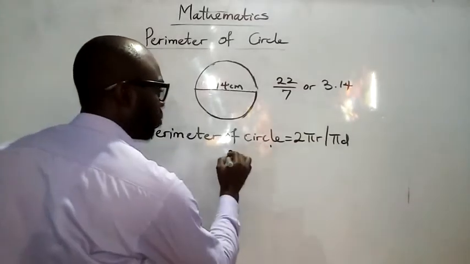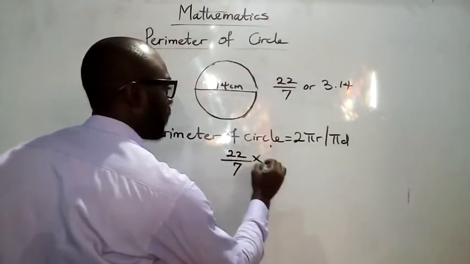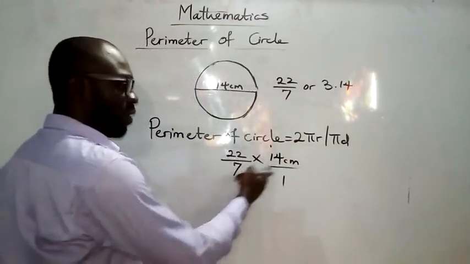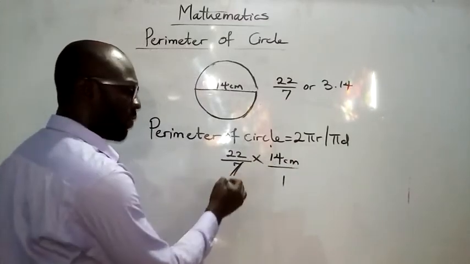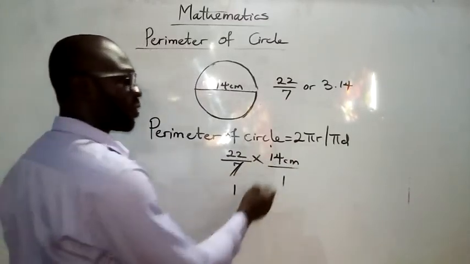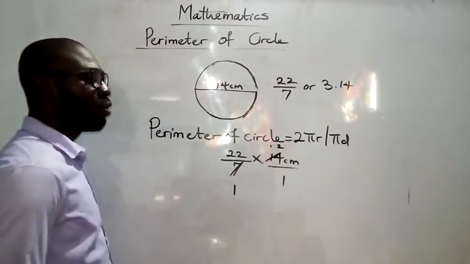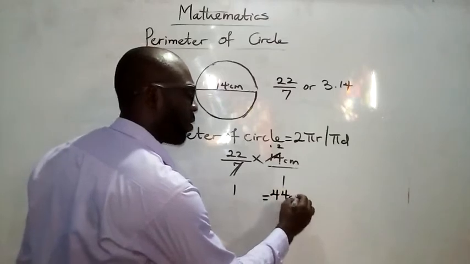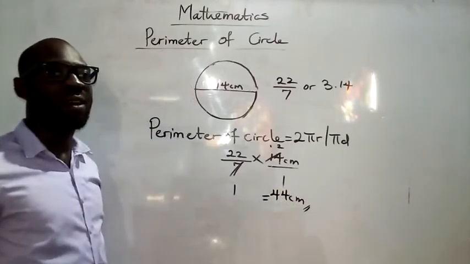The pi here is 22 over 7 multiplied by what? 14 centimeters over 1. 7 can divide 14. 7 here is 1, and 7 in 14 is 2. So we have 22 multiplied by 2 becomes what? 44 centimeters. That's our answer.